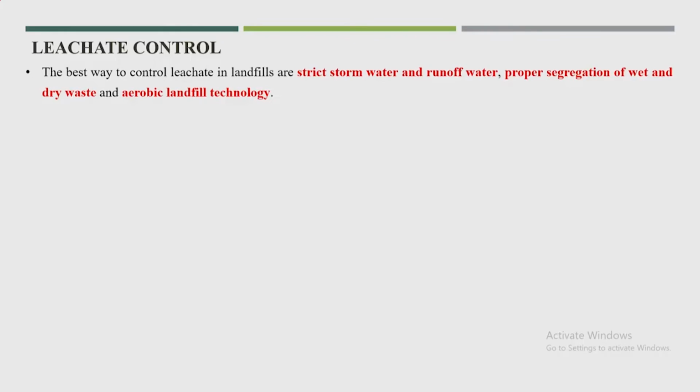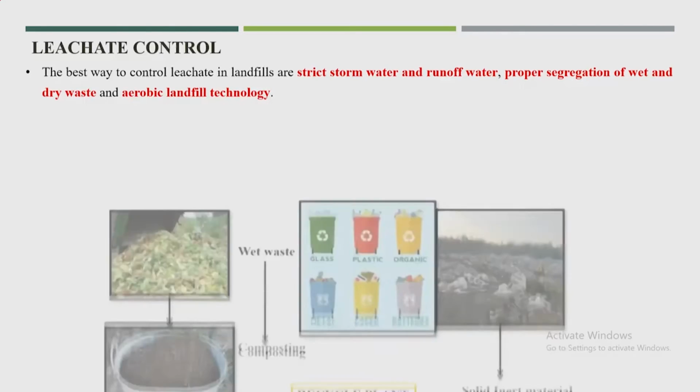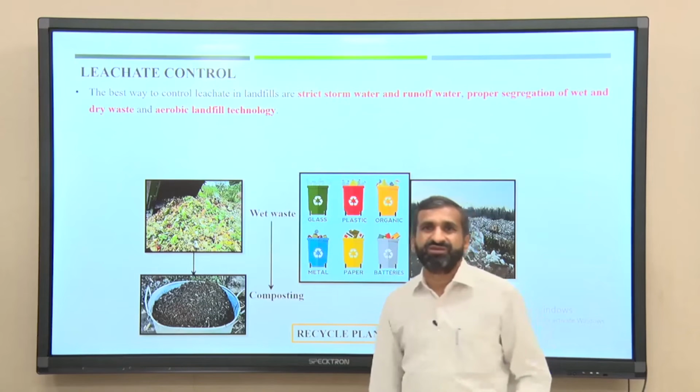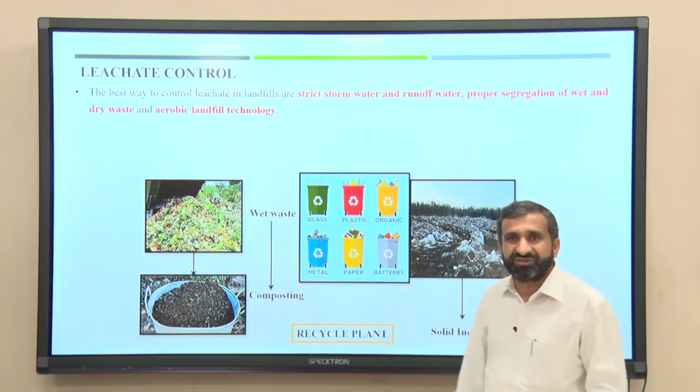The best ways of controlling leachate in landfills are strict storm water and runoff water control, proper segregation of wet and dry waste, and aerobic landfill technology. I think this is the best way we reduce and control it. So, as I was saying, the wet waste is not coming and going for composting, your recyclable matter is also not coming, only the solid inert material is reaching the landfill site. So, you need not worry much about the landfill, your leachate production will be very low.